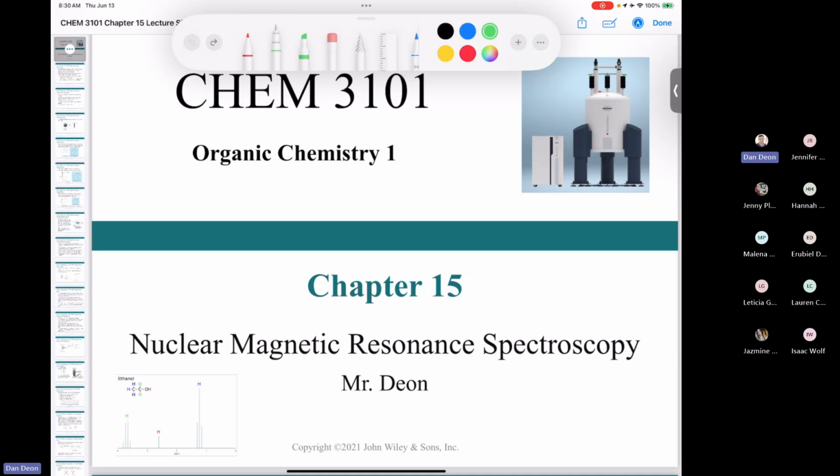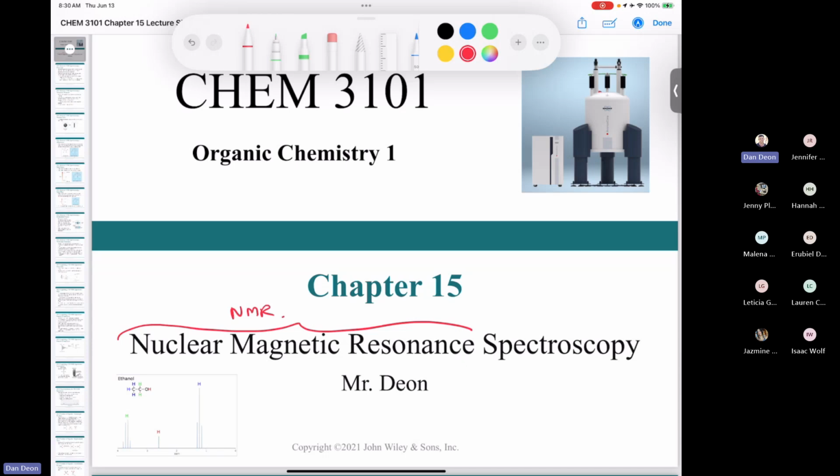But before I even get into the introduction of NMR in chapter 15, I want to explain to you why NMR is so important. So when we talk about nuclear magnetic resonance spectroscopy, I'm going to just refer to it as NMR spectroscopy. So when I say NMR, that's what I'm talking about.